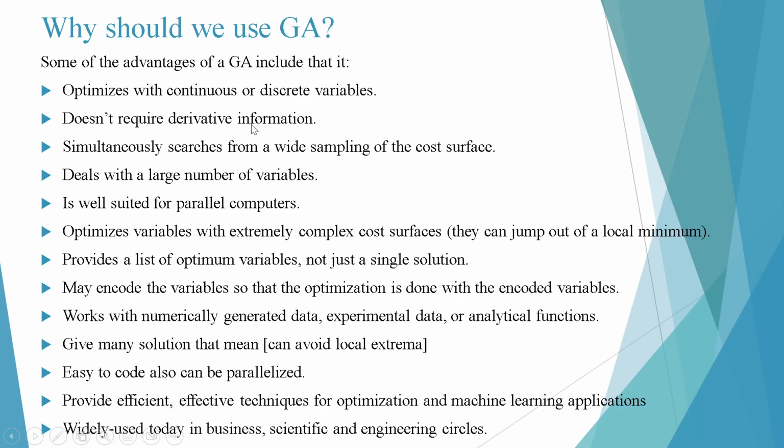Why should we use a genetic algorithm? Some of the advantages include that it optimizes with continuous or discrete variables, and it doesn't require derivative information, as in calculus techniques where we need to get the derivative of the objective function. Third, it simultaneously searches from a wide sampling of the cost surface, deals with a large number of variables, and is well suited for parallel computers, and so on. I think you may read it.